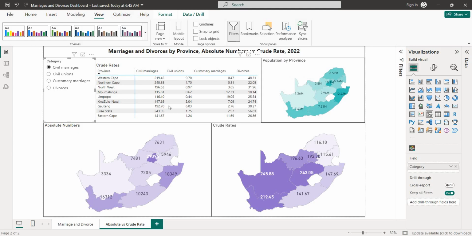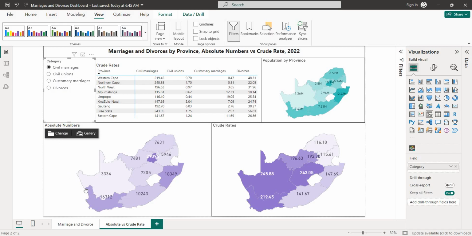And so just in the middle here, we have a table of the crude rates, and on the side we have population numbers, which is what essentially the crude rate normalizes for. And the comparison here is between the absolute numbers and the crude rate, where these two bottom visualizations are controlled by the slicer on the side. So let's just have a look at it. First, looking at civil marriages.